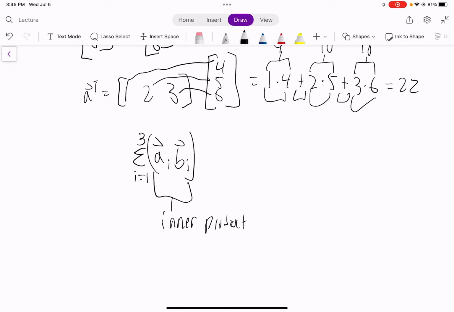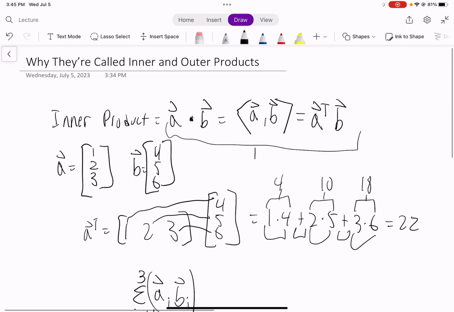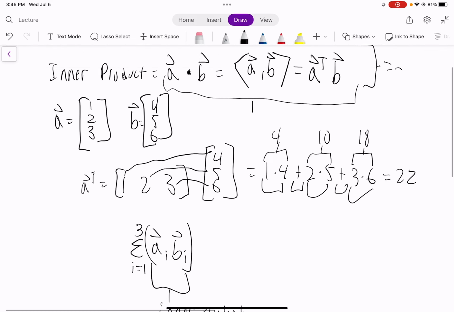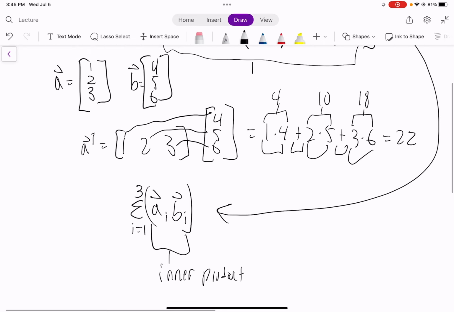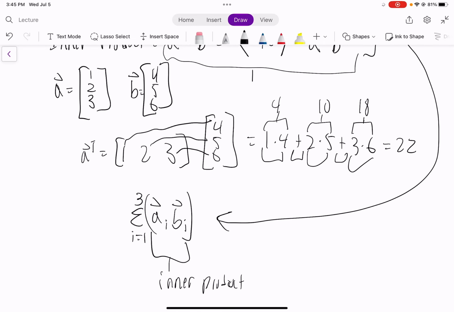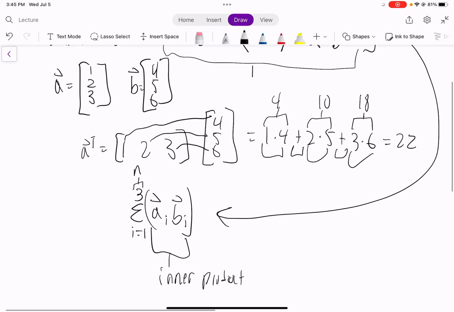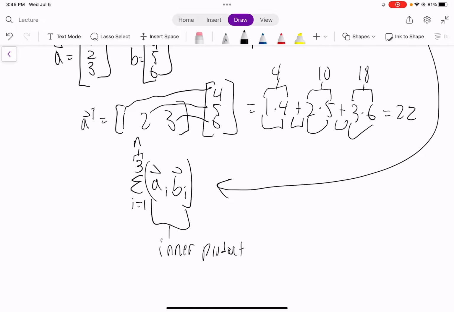Okay? So this notation equals this notation. And of course you can generalize it more. Instead of having 3 elements, we could have n elements. Of course, so that's what we're doing.